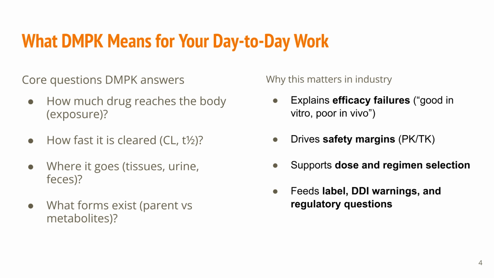DMPK fundamentally answers how much drug reaches the body, how fast it is cleared, where it goes, and in what form it exists. This matters because it explains efficacy failures, drives safety margins, supports dose selection, and feeds into regulatory documents.